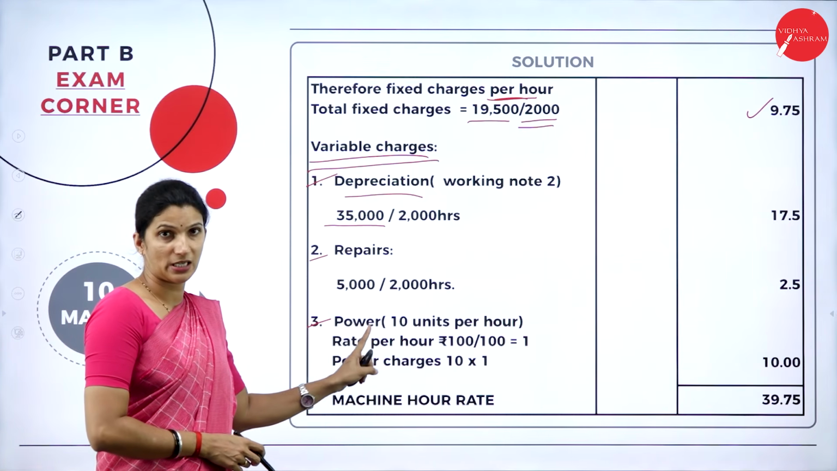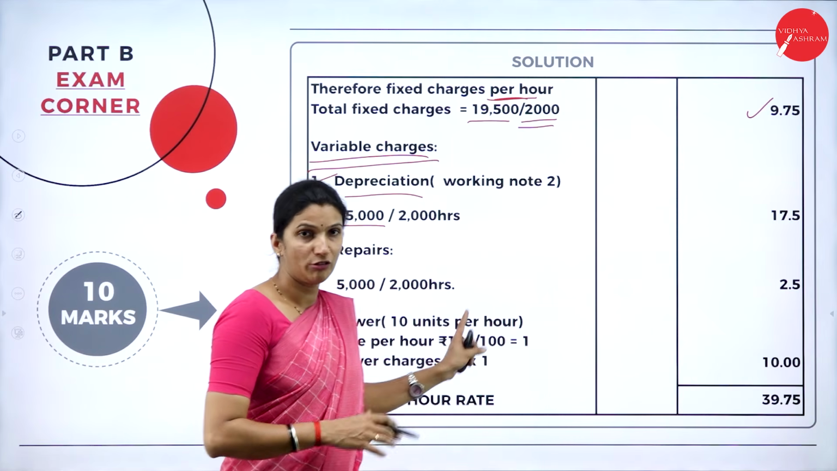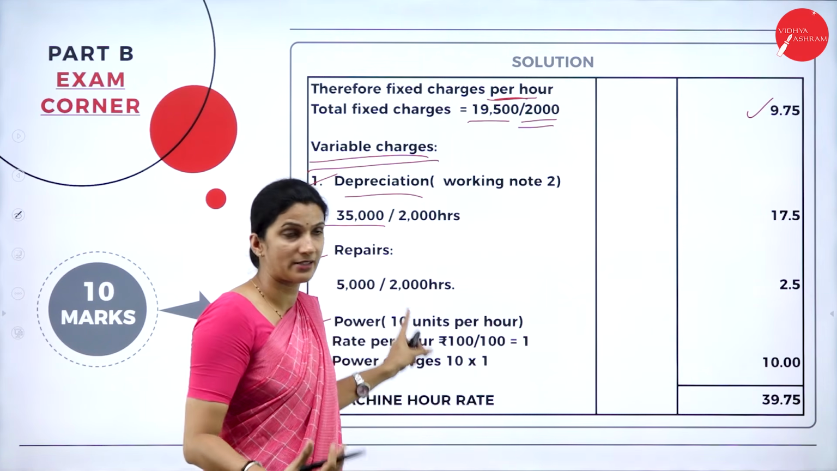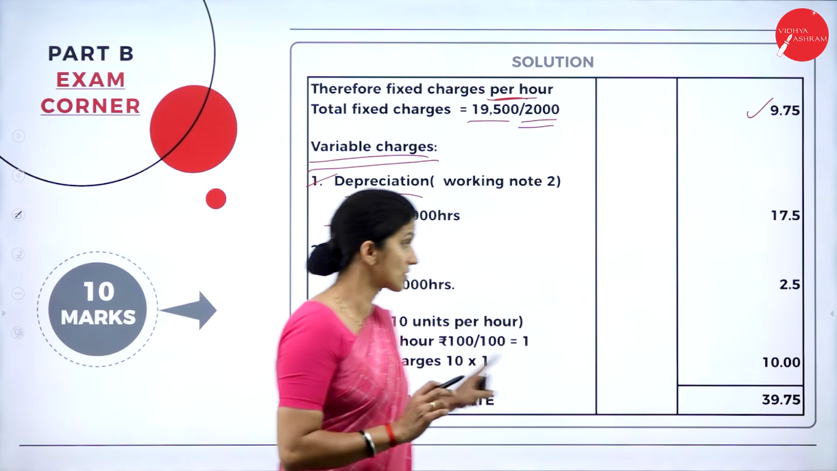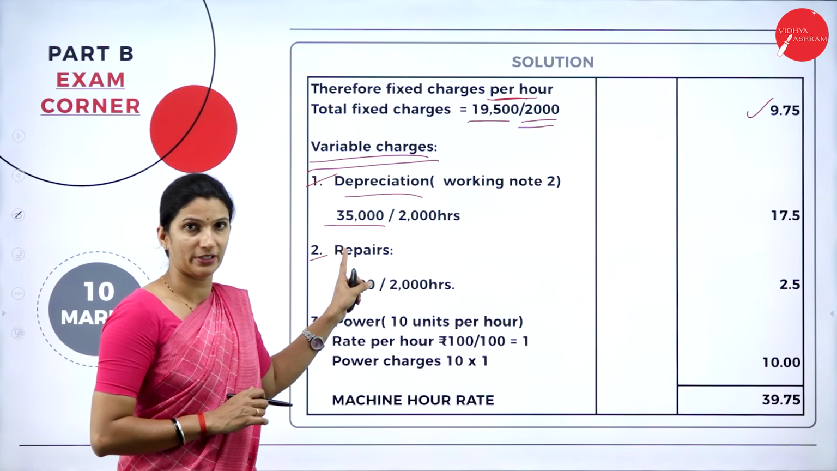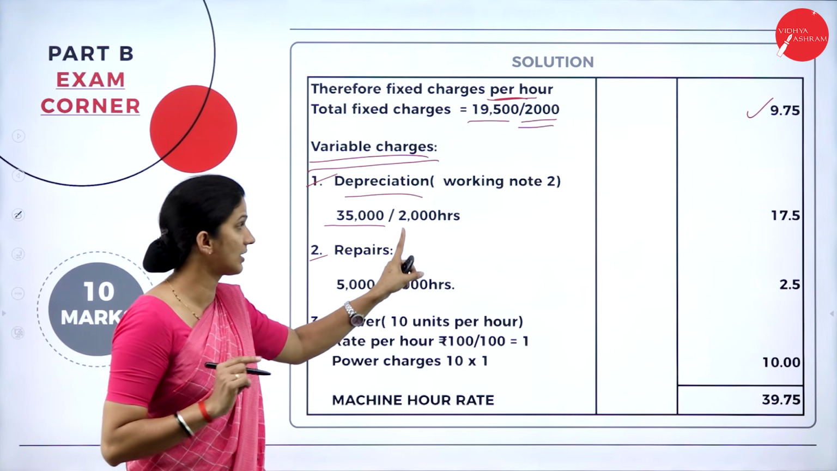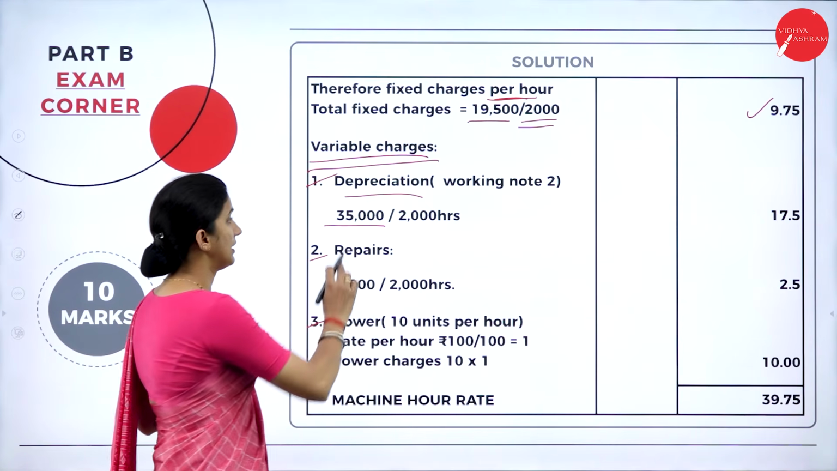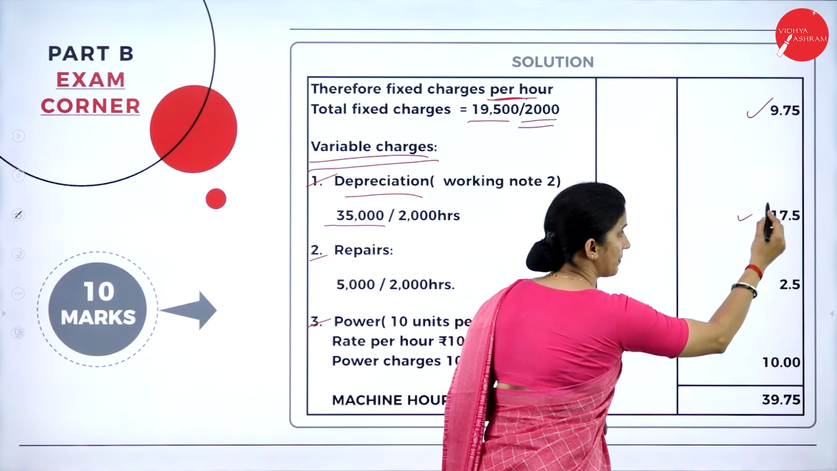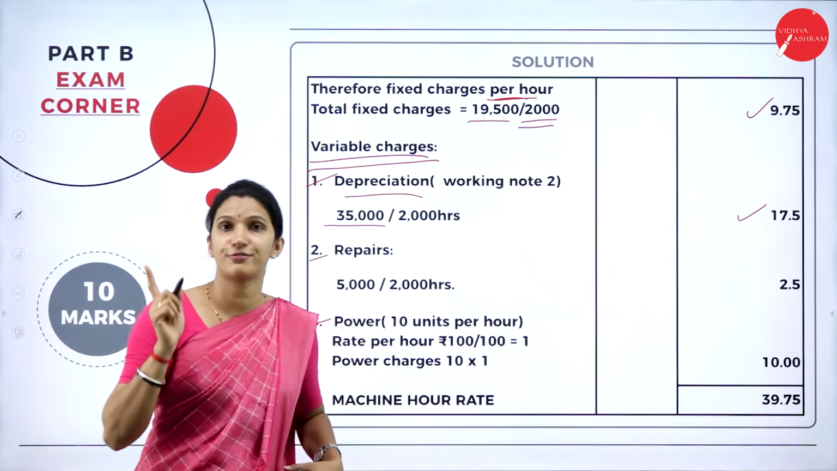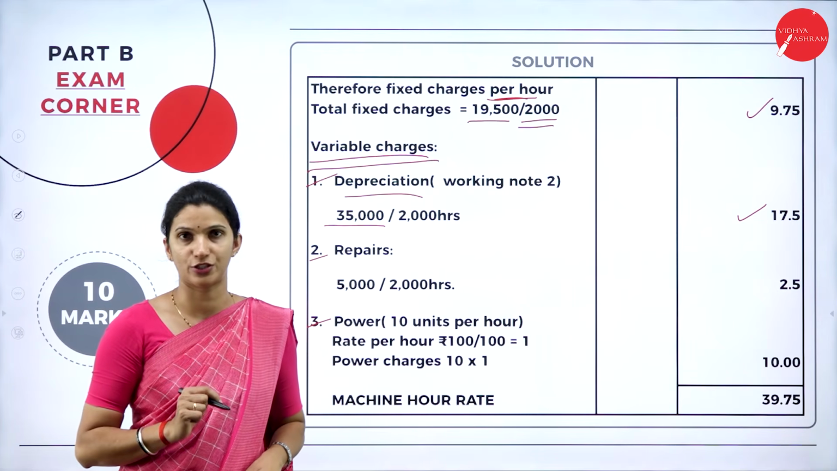All these variable charges, we are not going to write it under the total cost column. So always your variable charges, we'll write it under the cost per hour column. So that is important. So depreciation per year, it is 35,000 divided by working hours. Normal working hours of the machine, it is 2,000 hours. So 35,000 divided by 2,000 hours. So your depreciation per hour, it is 17.5. So this is how we need to calculate the depreciation.